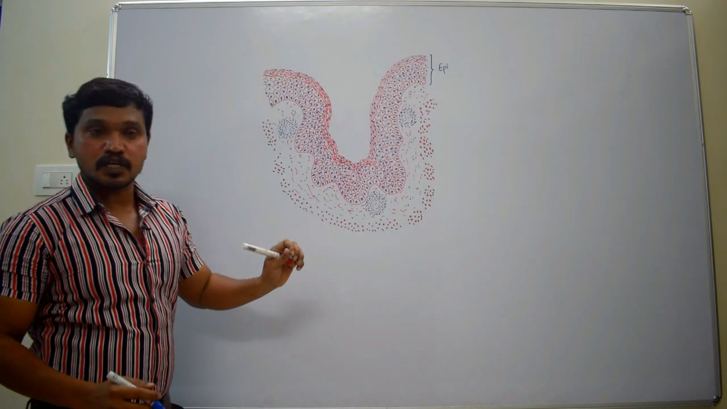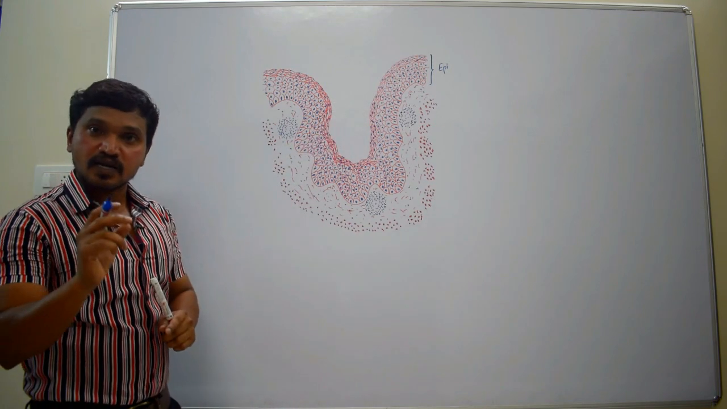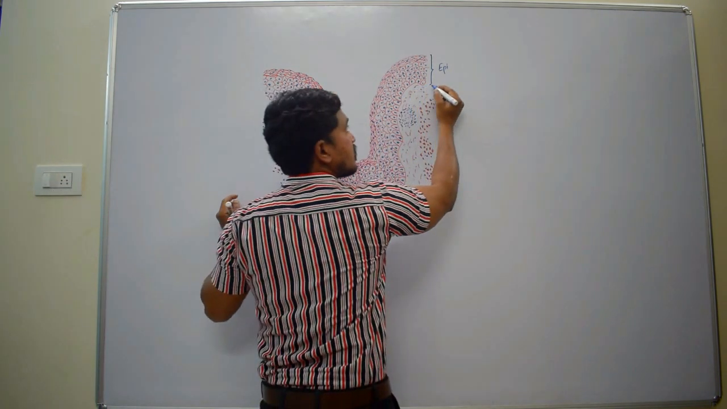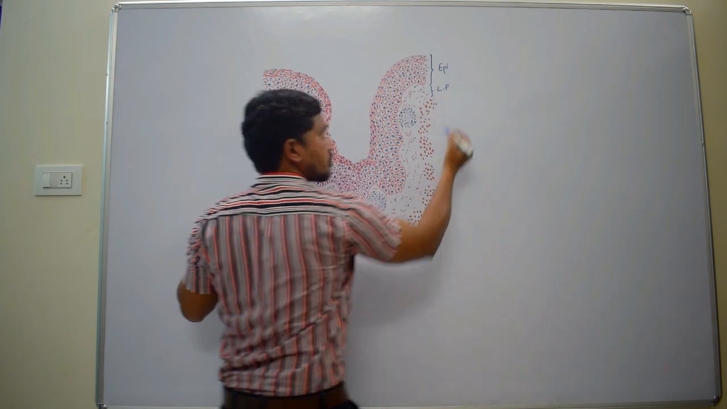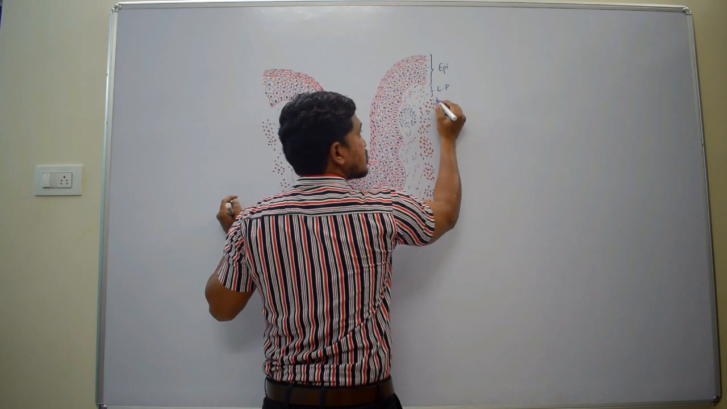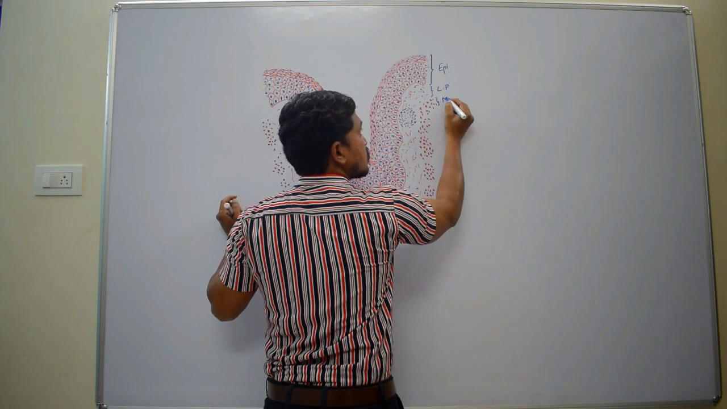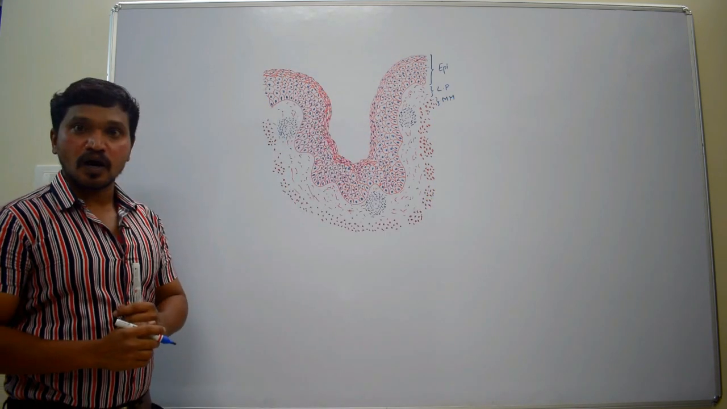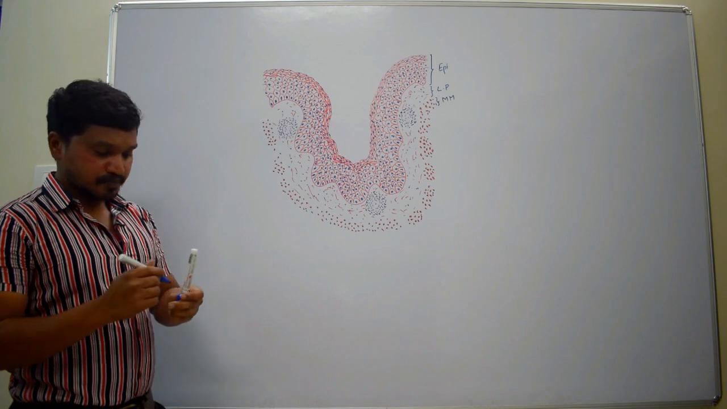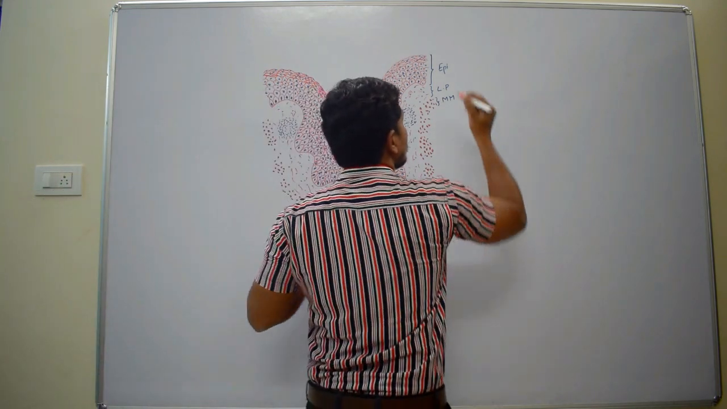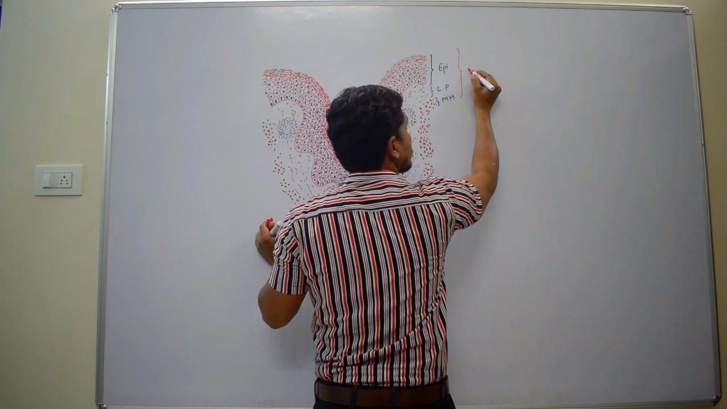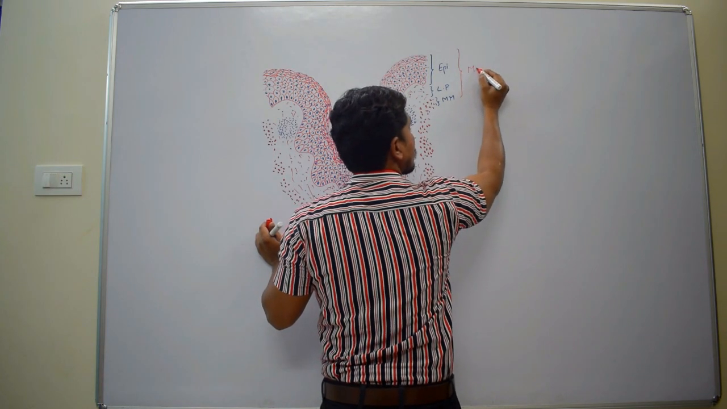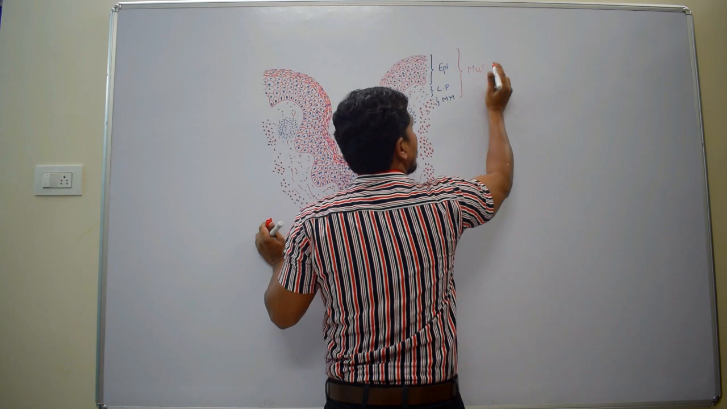Right? Epithelium is stratified squamous non-keratinized epithelium. Then this layer is Lamina Propria. Then this layer is Muscularis Mucosa or Muscularis interna. These three layers together are what we call mucosa.